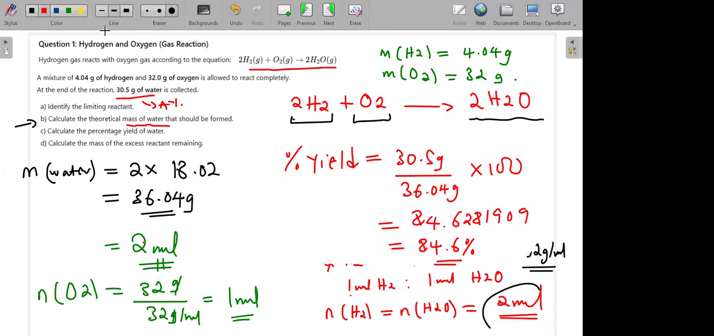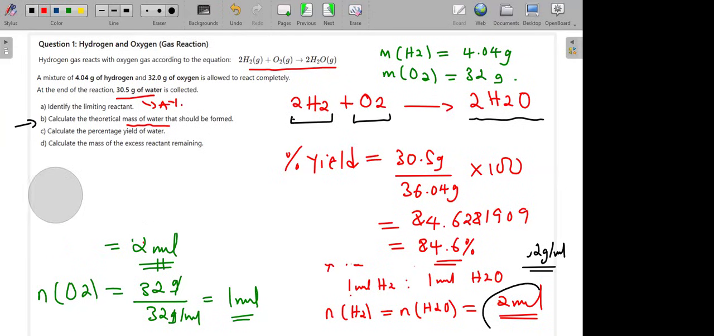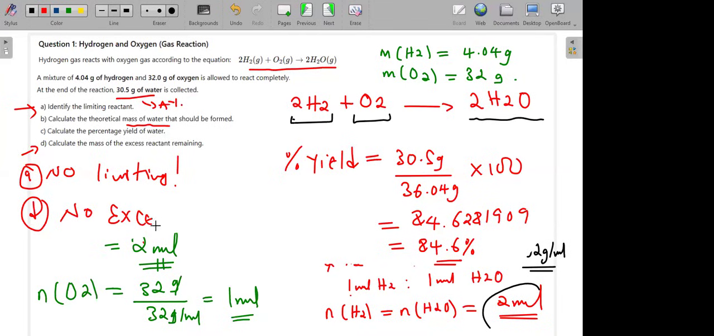And then the last one there, they were saying, calculate the excess mass of the reactant remaining. So on A, we said we had no limiting reactant. Okay, we can use any of them. So to answer D, since we have no limiting reactant, it means there's no reactant which is in excess. So calculate the mass of the excess reactant remaining. We are going to say no excess remained. Everything reacted, no excess remained.